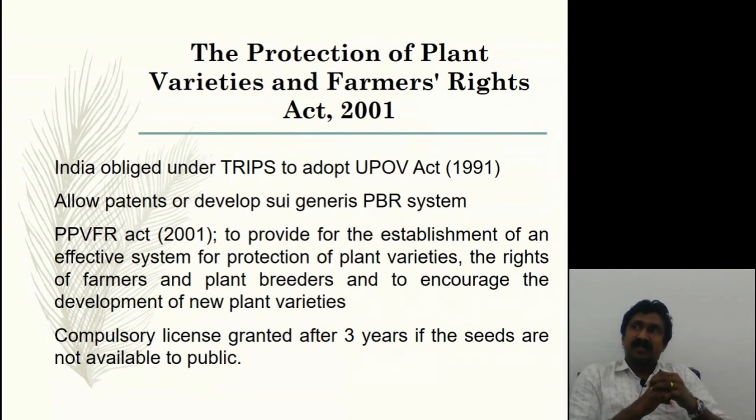And India was made a party to that 1991 UPOV Act for the protection of plant varieties as a part of the TRIPS agreement, which India signed in 1994. And it allows patents or developing a sui generis PBR, plant breeders' rights system. So it allows a plant variety protection system or plant breeders' rights system in India.